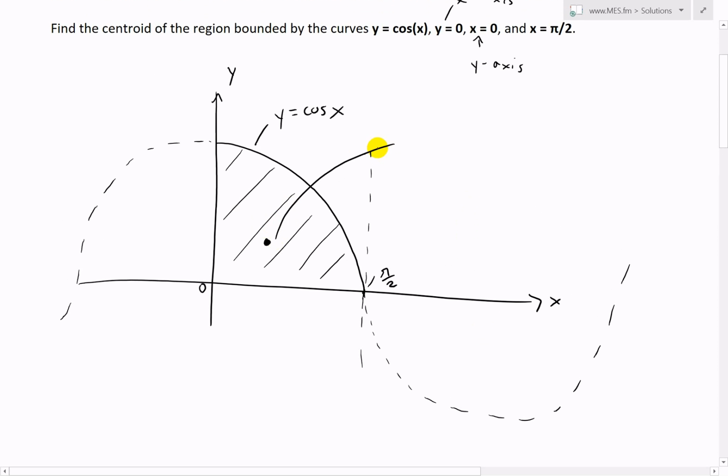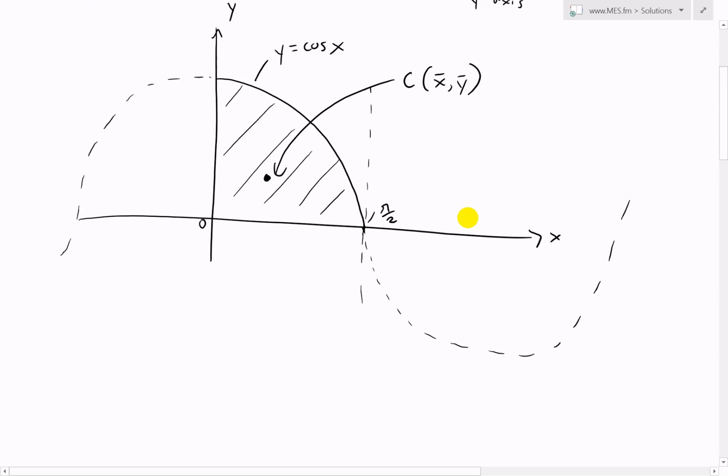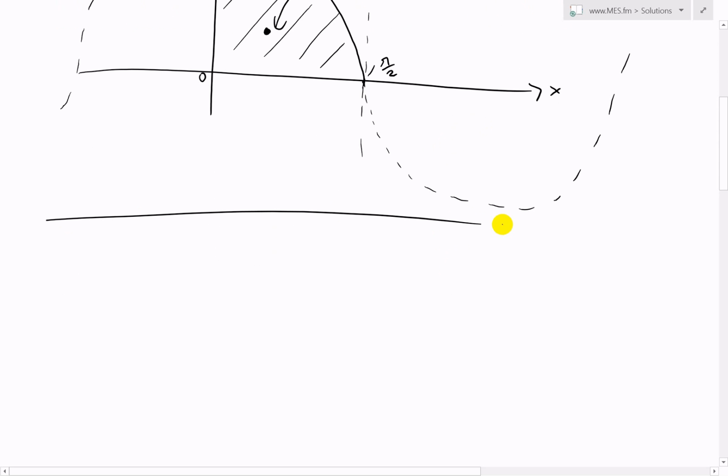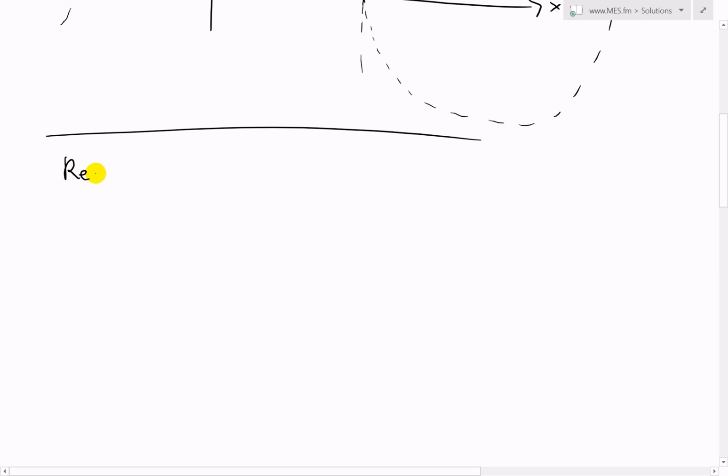And again, this is the center of mass or centroid, where this is called x and y. These are the coordinates, x and y, the center of mass coordinates. So now let's just recall from my earlier videos the formulas that I used. So recall the centers of mass formulas.